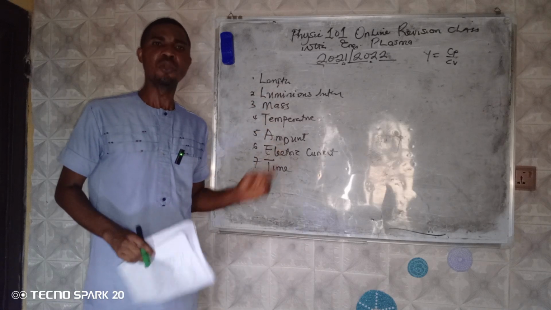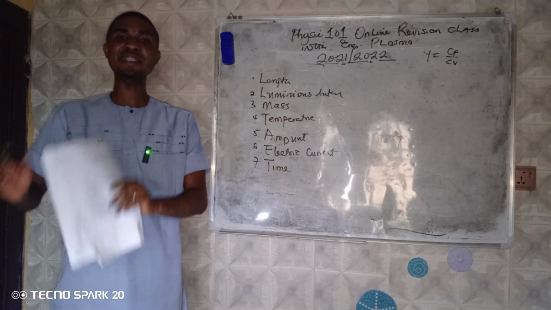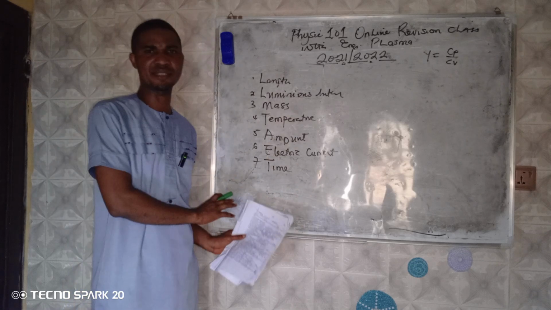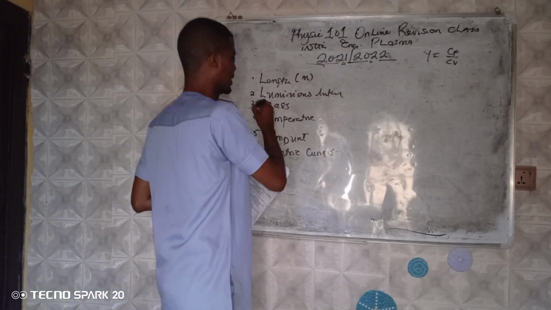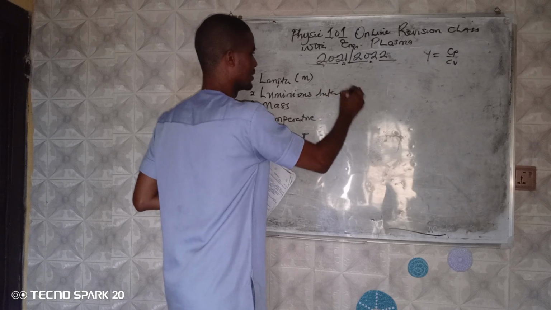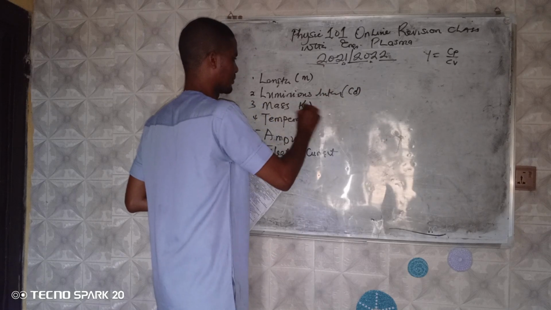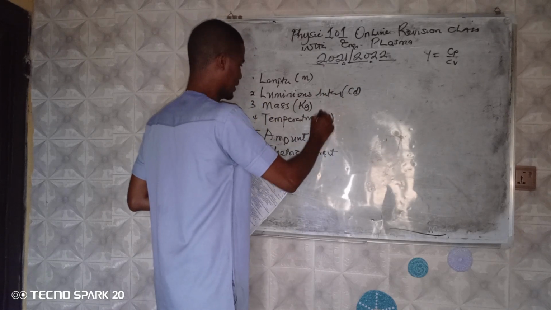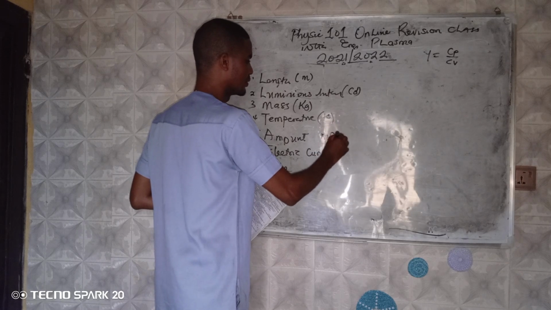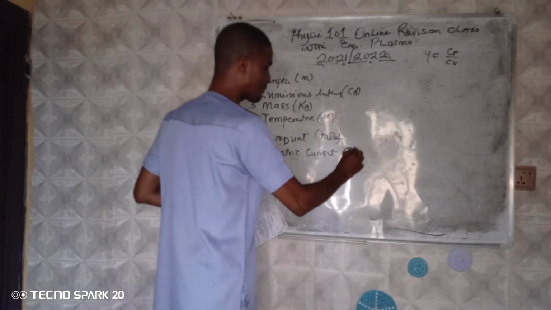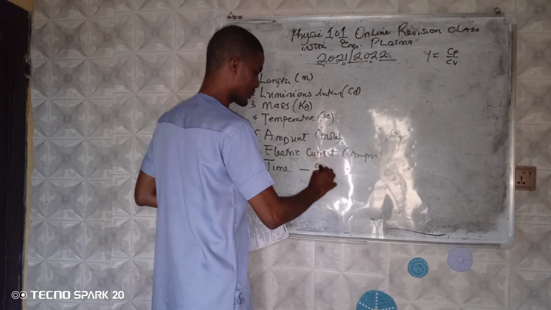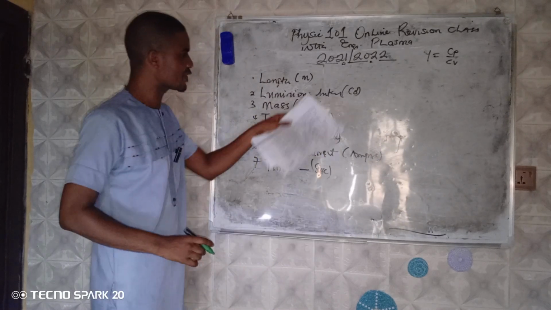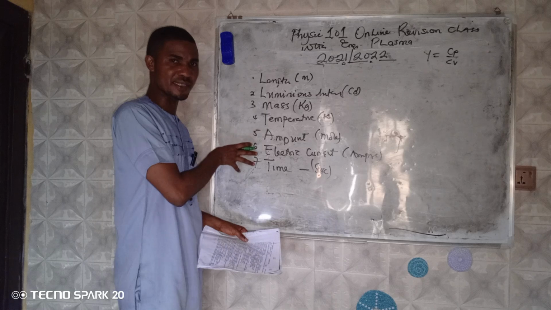They didn't borrow it. Why the derived ones? Their SI unit was borrowed from the fundamental. Let me take an example. The unit for this is meter. The unit for this is candela. The unit for this is kilogram. The unit for this is Kelvin. The unit for this is mole. The unit for this is ampere. The unit for this is seconds. Now, these units are unique to these quantities.